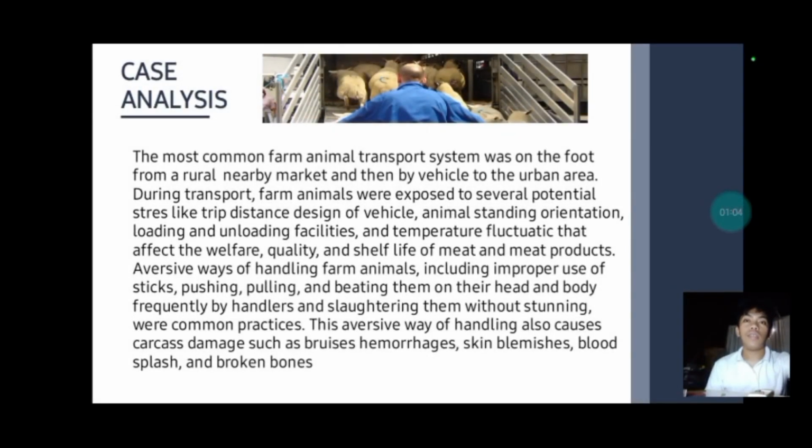From this study, we can say that improper pre-abattoir handling, or mishandling of animals before slaughter, still exists in some areas, especially in our country, and this has a great impact on animal welfare and meat quality.